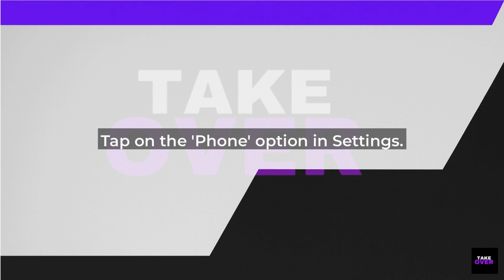Unlock your iPhone and head to the home screen. Look for the Settings app. It's that gray gear icon. Tap on it to open. Once you're in Settings, scroll down a bit until you see Phone. Go ahead and tap that.